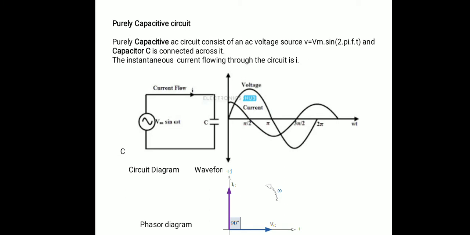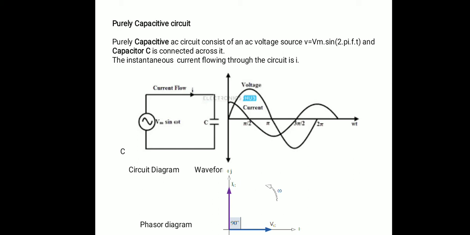In this lecture we are going to see the purely capacitive circuit. If you see the circuit diagram, the supply voltage V is equal to Vm sin of omega t, and only one component connected across it, which is the capacitor. That's why it is called the purely capacitive circuit. And the current flowing through the circuit is I, the instantaneous current. If you see the circuit diagram, there is only one component and it is a very simple circuit diagram.